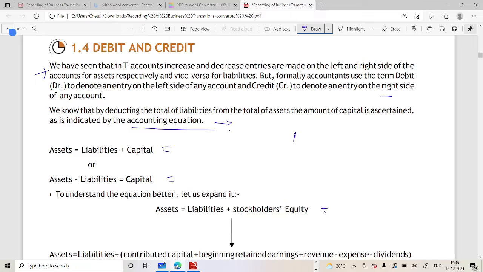Remember the terms. So we know that by deducting the total of liabilities from the total assets, the amount of capital is ascertained as indicated by the accounting equation. Assets is equal to liabilities plus capital. This is your own contribution, capital, it means.